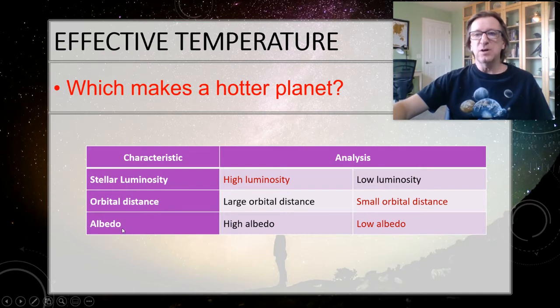Now, albedo is always measured just from the telescope. So this is another thing that's just going to be given to you. You're never going to have to calculate the albedo. It'll always be a number that's given to you.